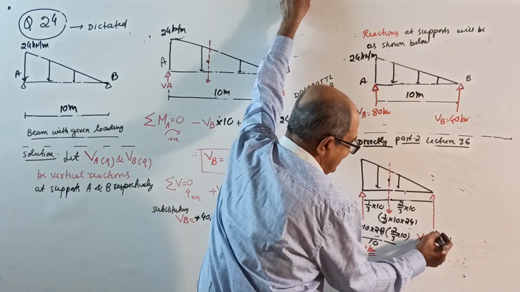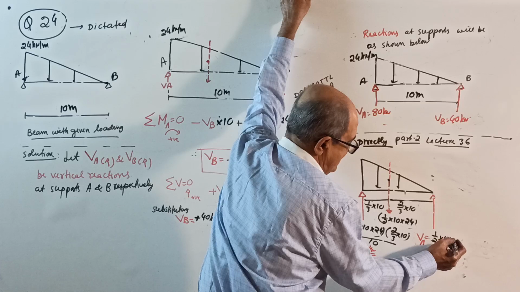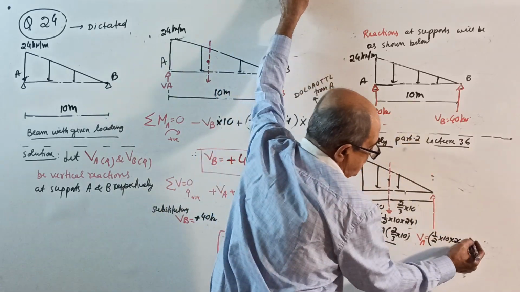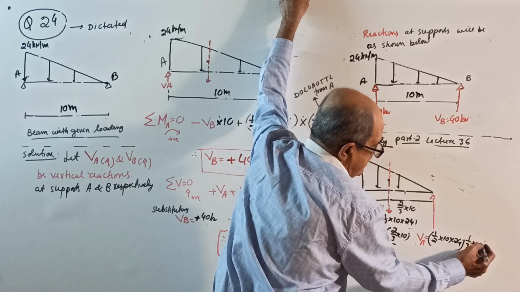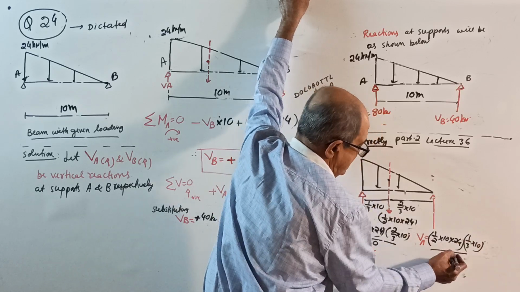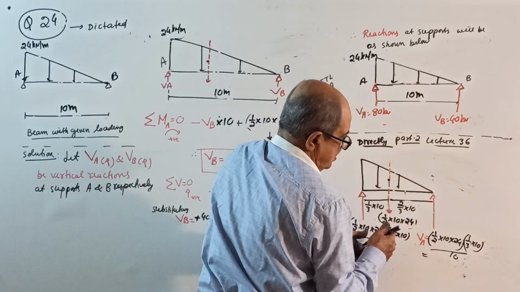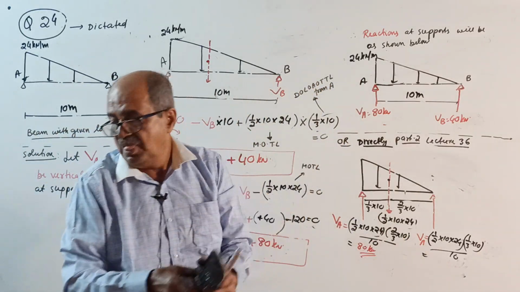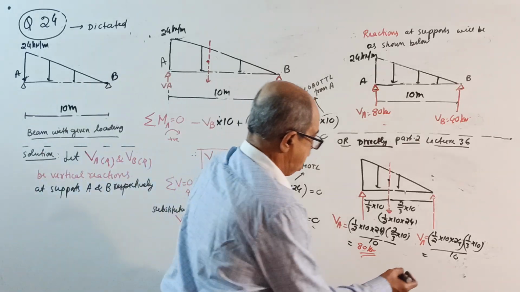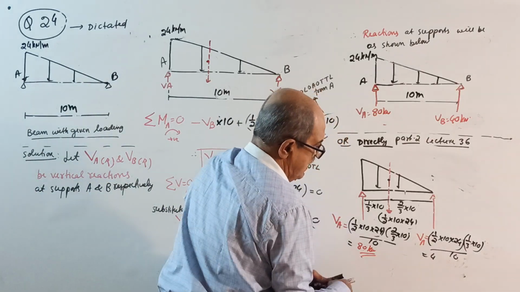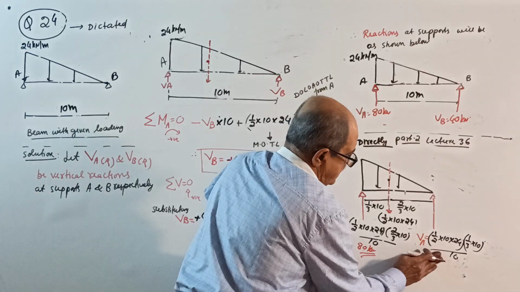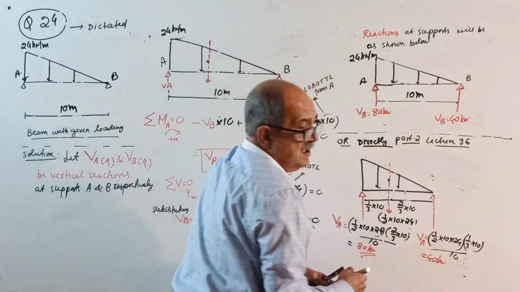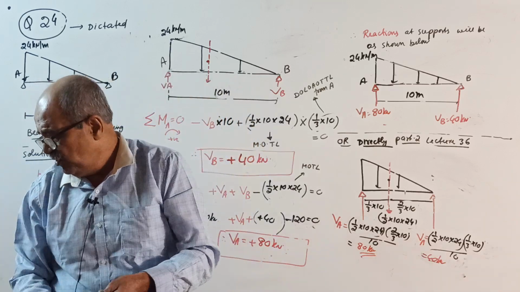Total load, half into 10 into 24 into this side distance is 1/3 of 10 divided by 10 equal to 40 kilonewton. Oh, red color, okay. 40 kilonewton. That is what you got there. 40 kilonewton. Okay, now I am curtailing the class because I told the reason.